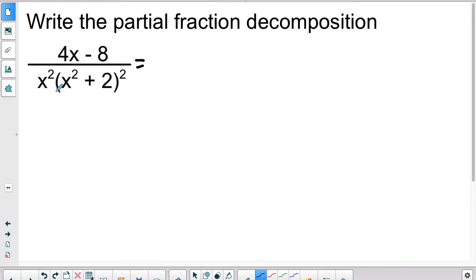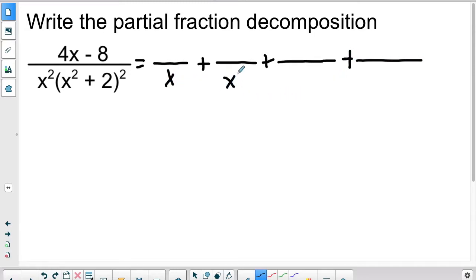Now x squared is going to give us 2. We'll have 1 for x and 1 for x squared. The x squared plus 2 squared is going to give us 2, because we'll have 1 for x squared plus 2, and then we'll have 1 for x squared plus 2 squared. So in total, we will have 4 fractions. We'll have x squared, x squared plus 2, and x squared plus 2 squared.